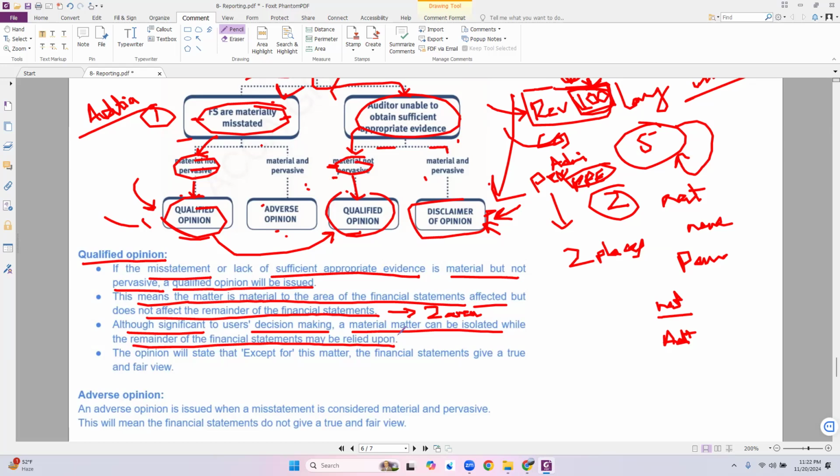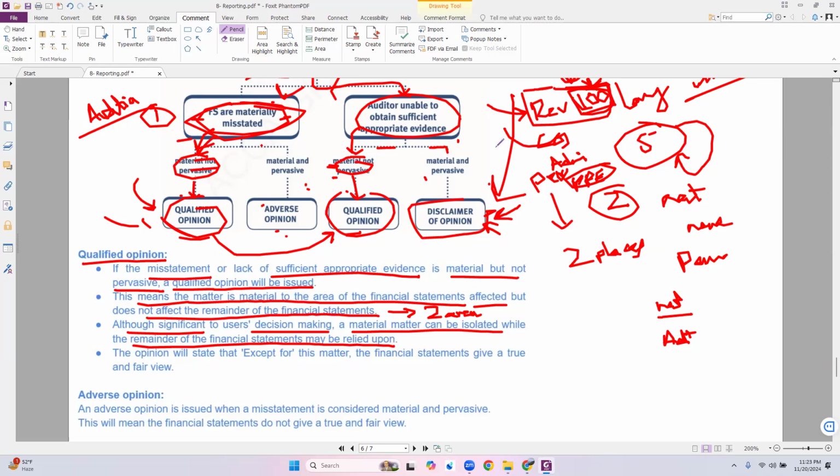But they both mean the same thing: that you are trying to tell the users, don't rely on these two places. The remaining financial statements can be relied upon. In both the cases, this is what you are trying to say, right? Like, don't rely upon PPE and depreciation. Even if, let's say, in case number one, PPE was materially misstated and depreciation was also materially misstated, you gave a qualified opinion. Basically, now you're trying to tell the users that don't rely on these two places. The remaining financial statements can be relied upon.